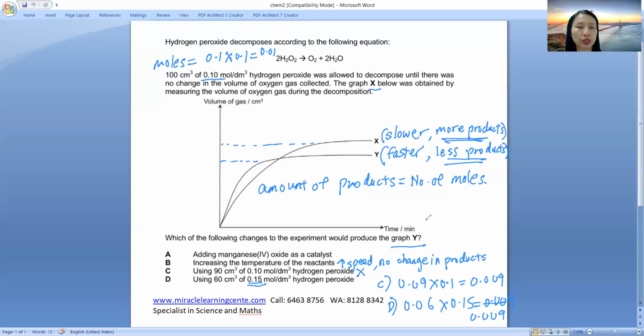For this question, you don't need to calculate because you can already tell that it's faster. But if you want to double check, you can just calculate to double check.